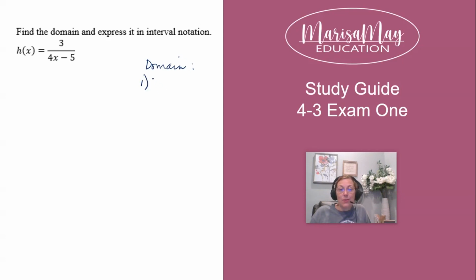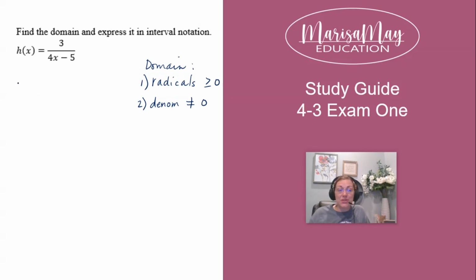Number one, radicals, that's square roots, have to be greater than or equal to 0. And we don't have a radical in this function, so no worries on that one. The second one is that denominators cannot equal 0. That's the problem we have in this particular function.